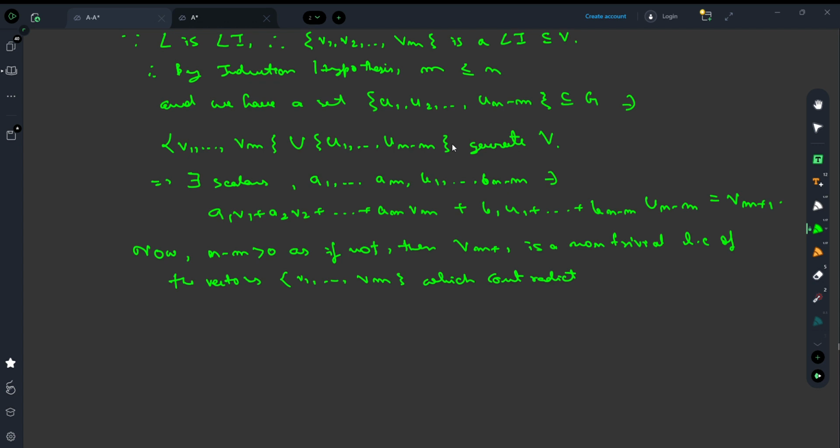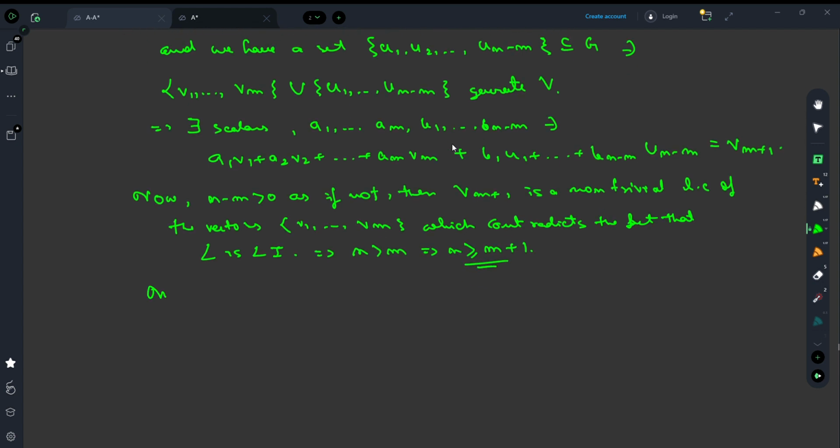But this contradicts the fact that the collection v1 till v_{m+1} was linearly independent. In a linearly independent set, you cannot express any of the vectors as a linear combination of the other vectors. So this contradicts the fact that L is linearly independent, where L was the collection of vectors v1 till v_{m+1}. Therefore, n must be greater than m, and since we are talking about integers, this precisely means n must be greater than or equal to m plus 1. Okay, so one part of our hypothesis is clear.